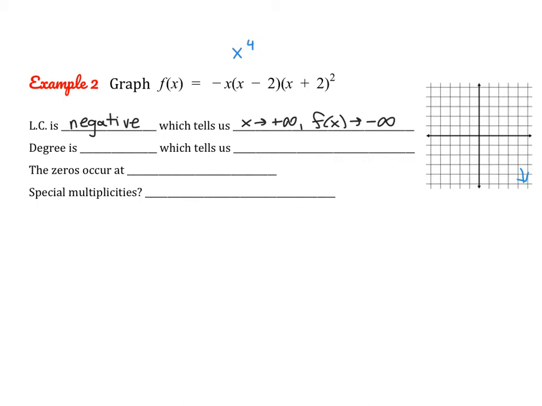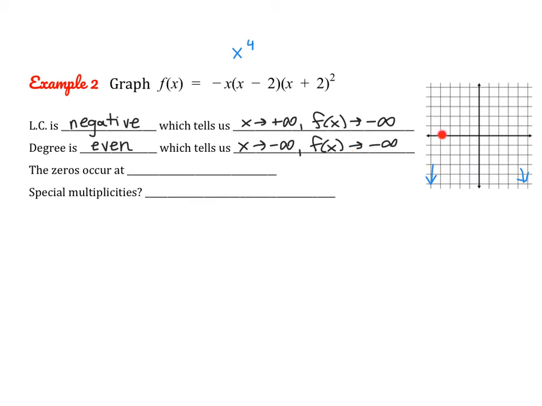So since our degree is even, remember we really only care if it's even or odd, that means our end behavior matches. So I see this side goes down, so I know that going to the left, it's also going to go down. So mathematically we'd say as x approaches negative infinity, f of x approaches negative infinity. This means moving to the left, our graph goes down.